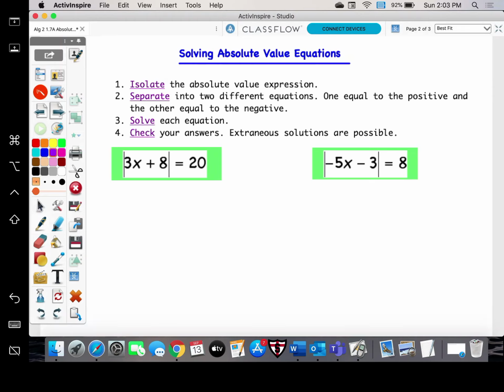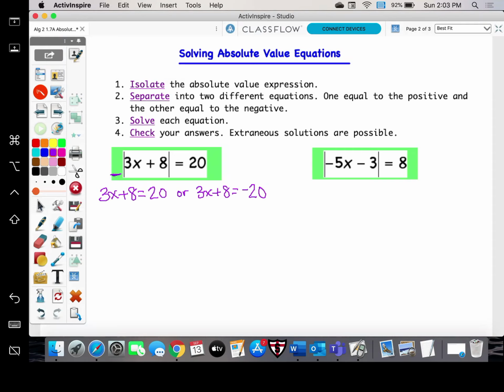So isolate. First thing we look for, nothing is going on outside of this absolute value. There's nothing multiplied, added, subtracted, divided, any of those things. So step number 1 is done for us. Then we're going to separate. So we will have 3x plus 8 equals 20, or that 3x plus 8 could equal a negative 20. Okay, this is really representing 20 units to the right and 20 units to the left with that negative. And now individually solve.